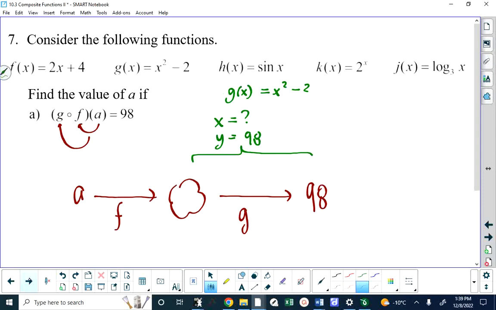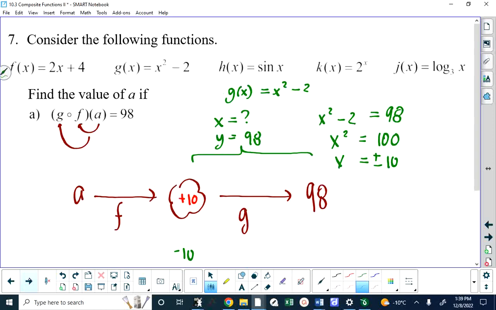So this means that x squared minus 2 produces 98. So if I solve that, I get x squared equals 100, which means x equals plus or minus 10. There's two answers to this question so far. The number that goes in here could be 10, or it could be negative 10.